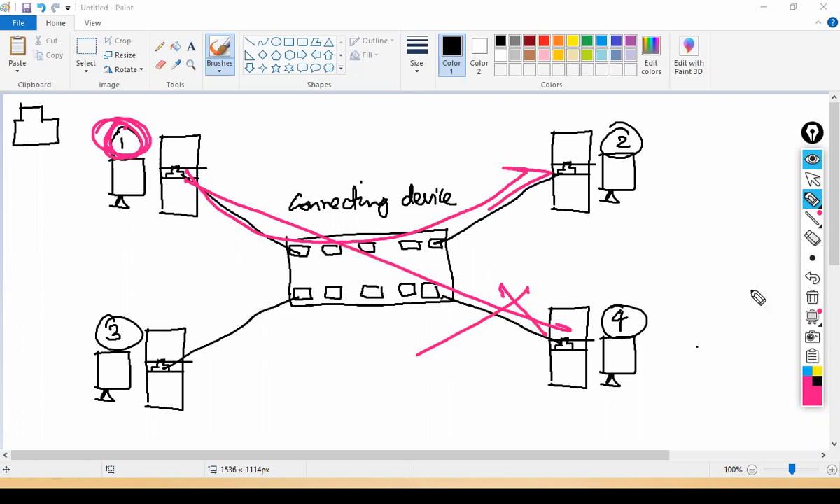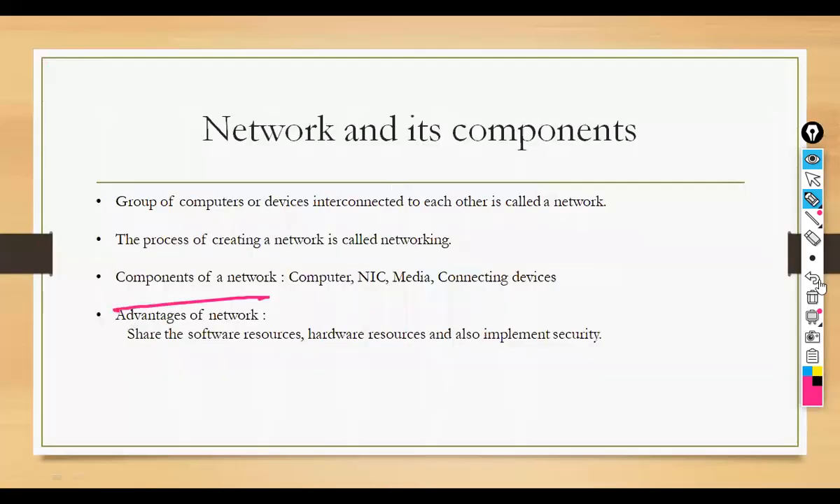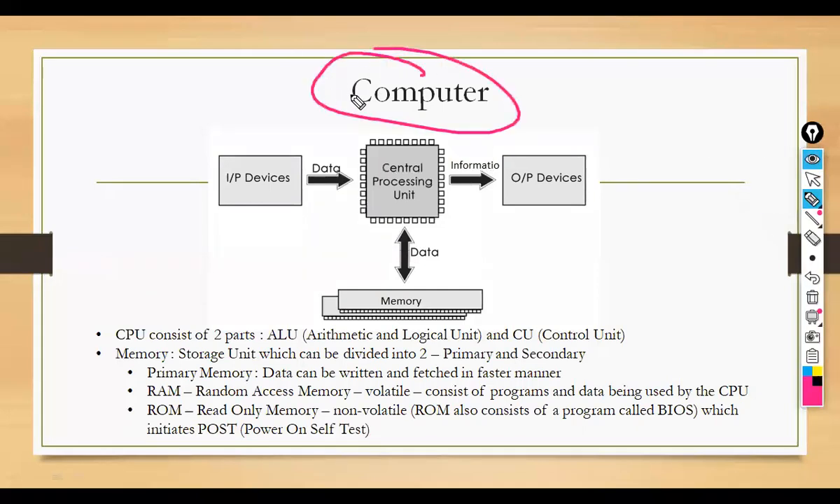Clear? So this is the advantage of network. Okay. Now we'll go to each requirement of the network. Now the first requirement is computer. You already know about it. Still, we'll be discussing these relevant things.